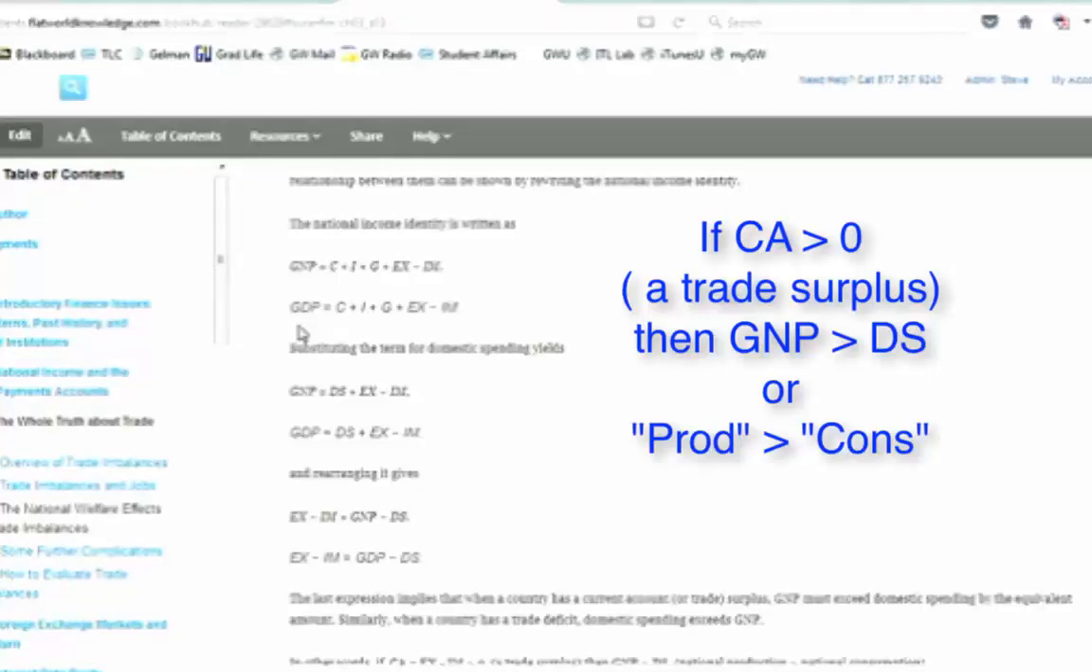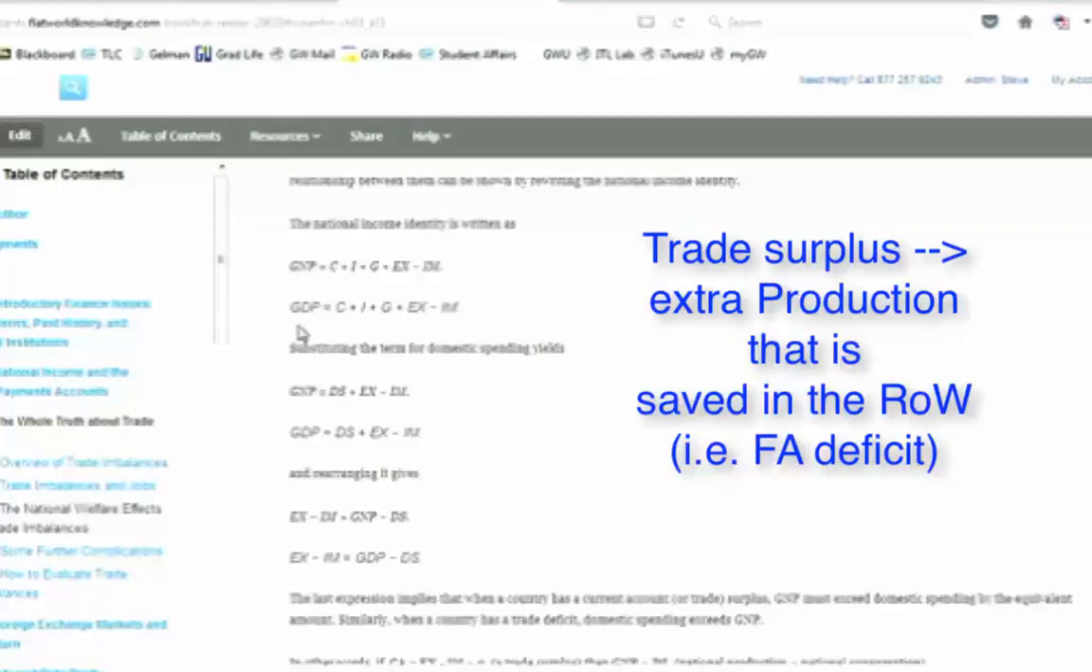If your GNP is greater than domestic spending, you as an economy are not achieving the standard of living on average that you could have if you would just consume out of your own production. You're consuming less. Now, what are you doing with the excess? You're parking it somewhere abroad. You're saving it in the rest of the world. You're running a financial account deficit.